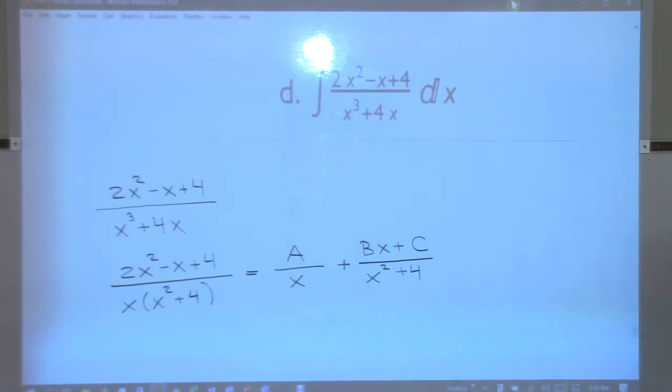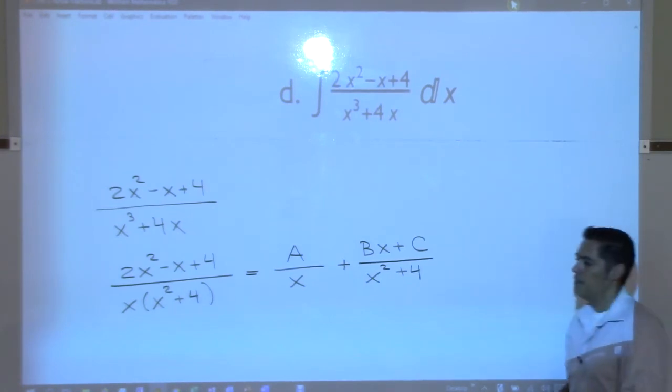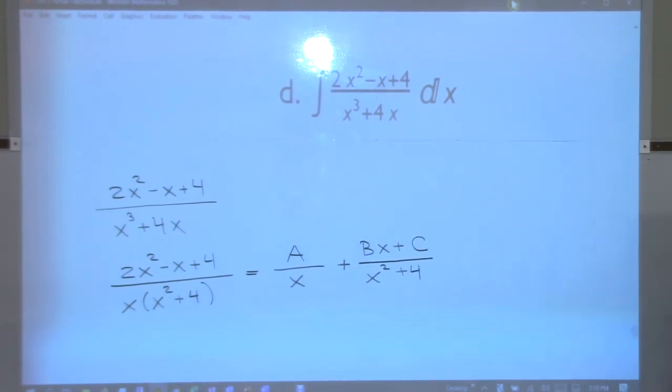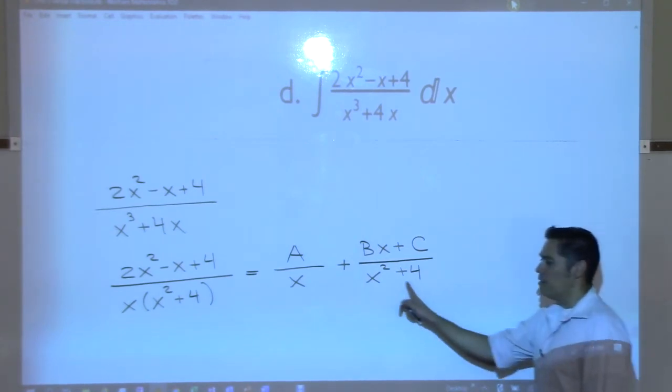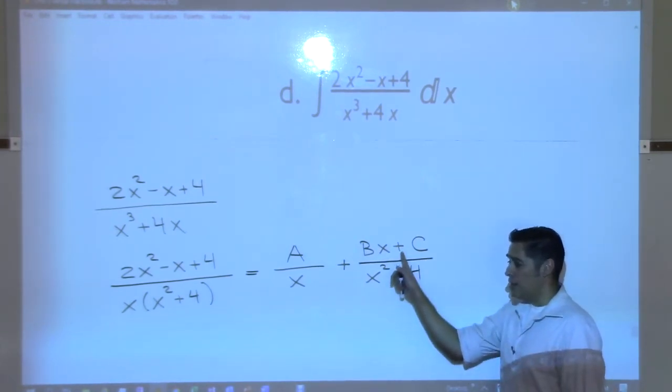My initial instinct was you just put a Bx on there. When would you just put the Bx only? Or is that... You wouldn't. Anytime you have an irreducible quadratic, you always want to put a linear expression on top.